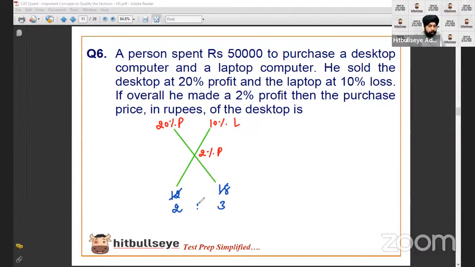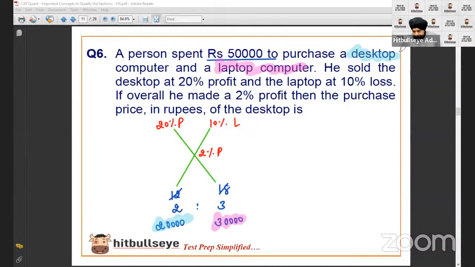Now, people, the total cost is given to be 50,000. So just try and break 50,000 in the ratio of 2:3. So that is 2 by 5 of this. That is 20,000 is spent on desktop and 30,000 is spent on laptop. So your two answers, one is 30,000 on the laptop and second is 20,000 for the desktop. So answer is this, right?